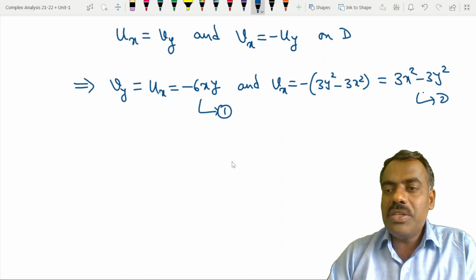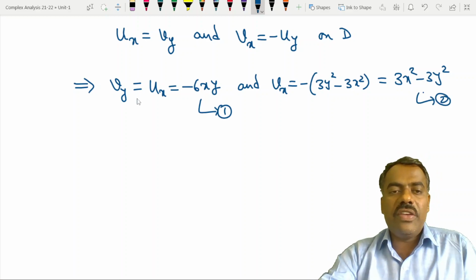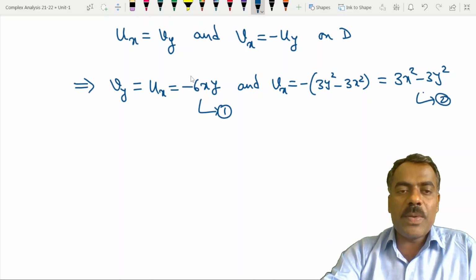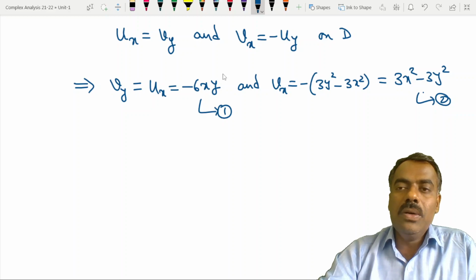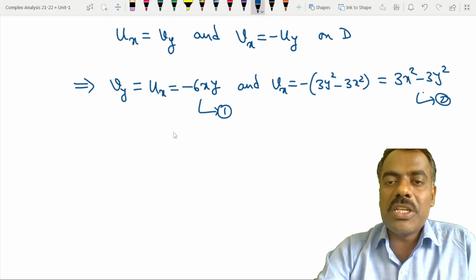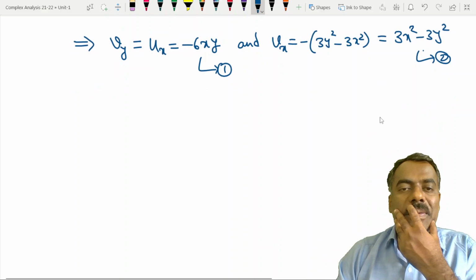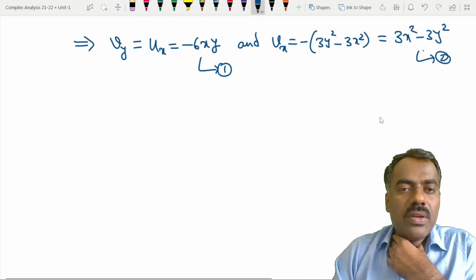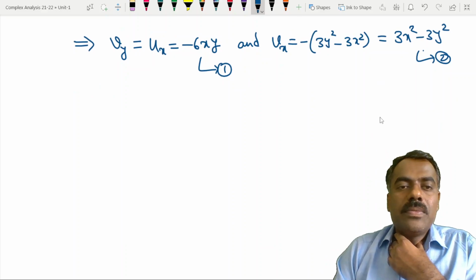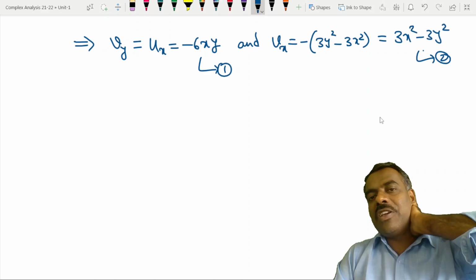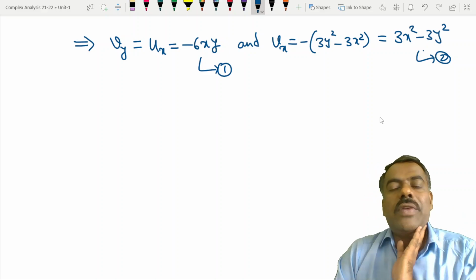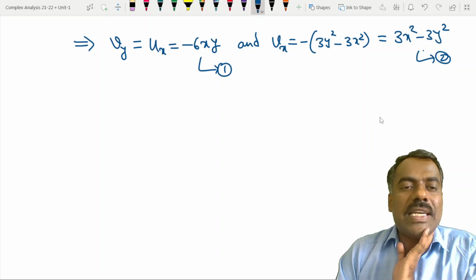Anyone you can use it. Either you differentiate this, or integrate with respect to x or with respect to y, depending on which function you are selecting. Is that clear? Suppose you take 1. If we want to take 1, we want to get v. So we want to integrate with respect to what? Because it is the differentiation with respect to y. So we want to integrate with respect to y. Is this clear?